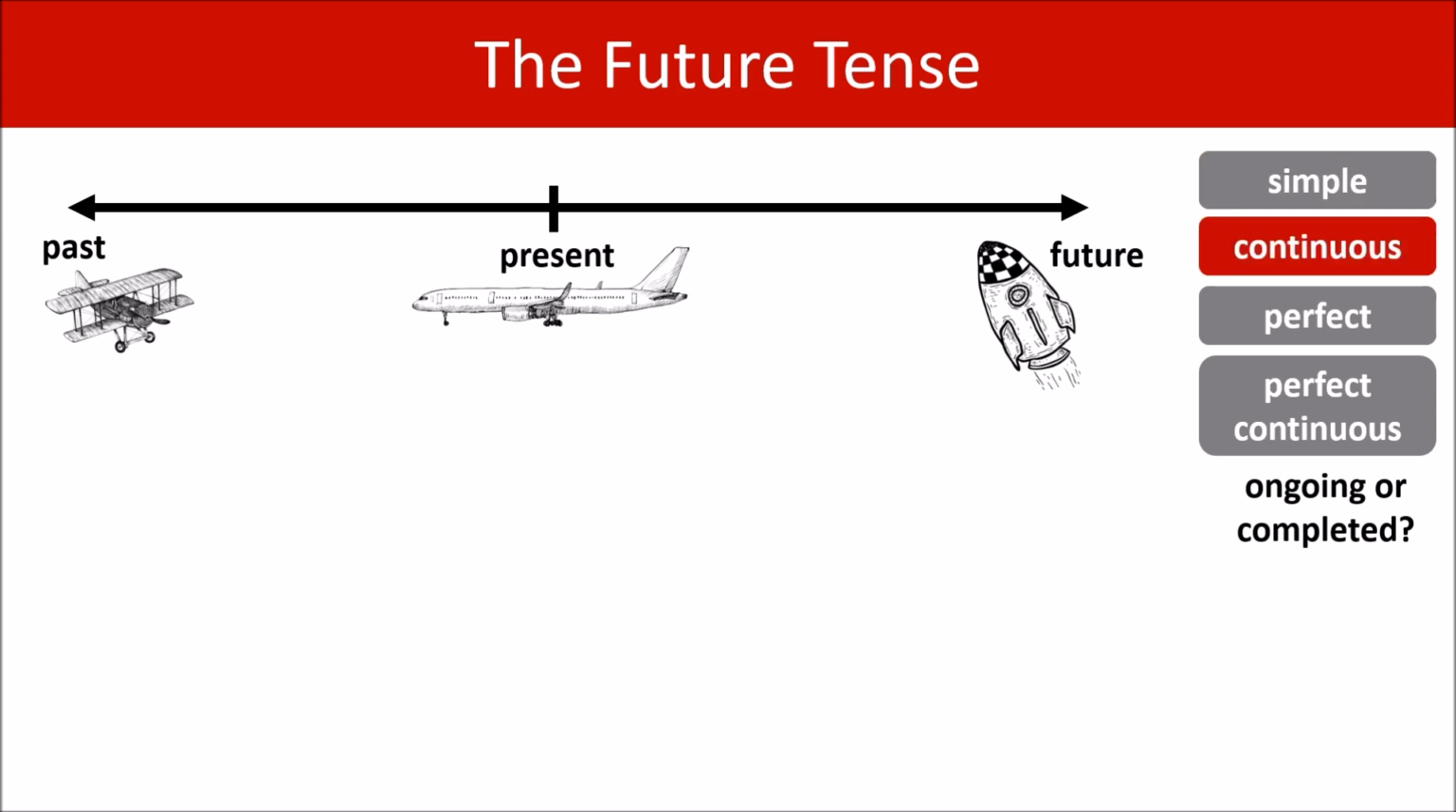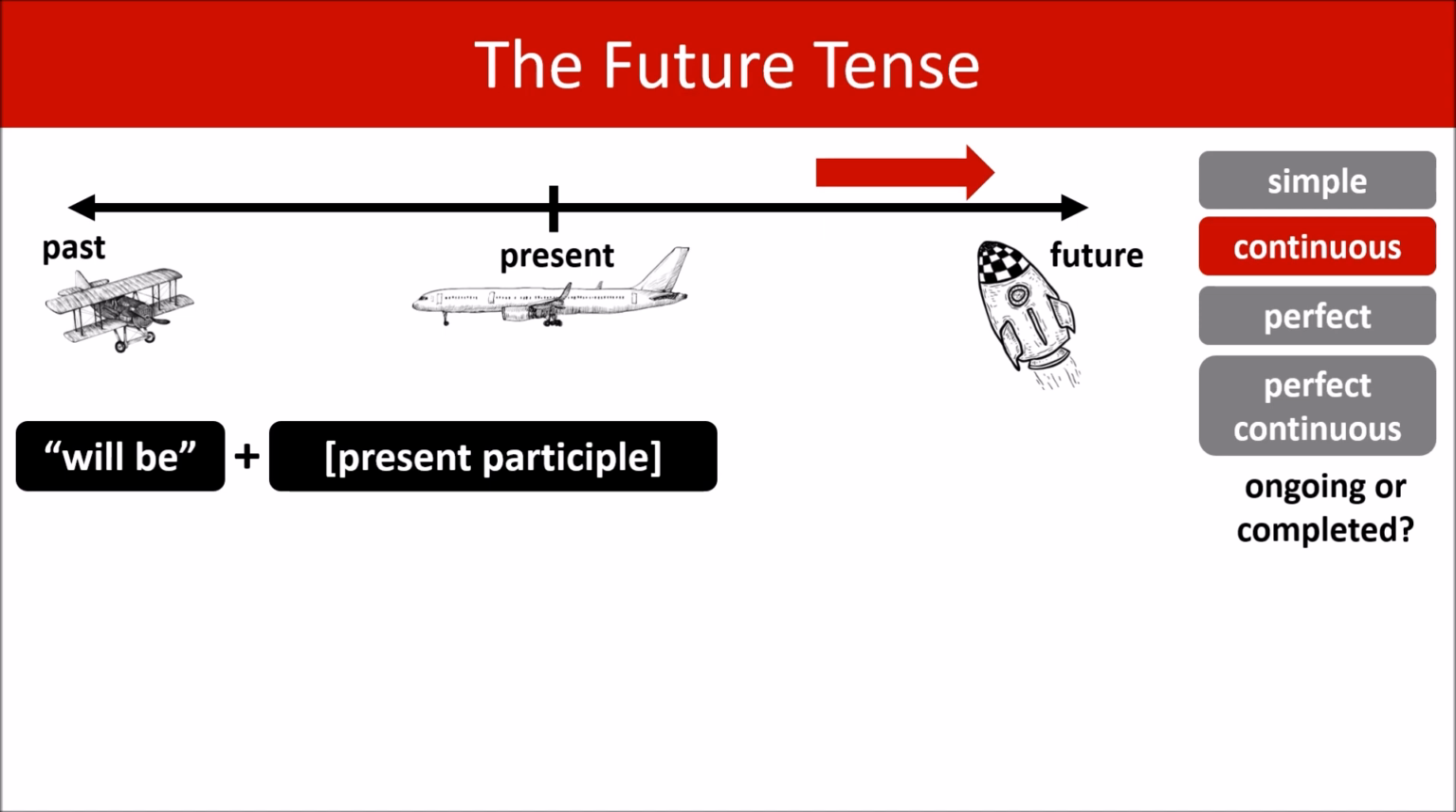Next, we'll look at the future continuous tense. Look at the red line at the top. This is for an ongoing activity in the future. The construction we use is will be plus the present participle. The present participle is the form of the verb that ends in ing. Let's look at an example. John will be singing for an hour. Will be singing. That's the future continuous tense.